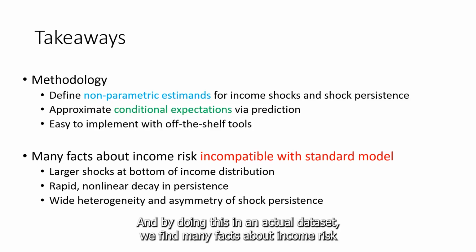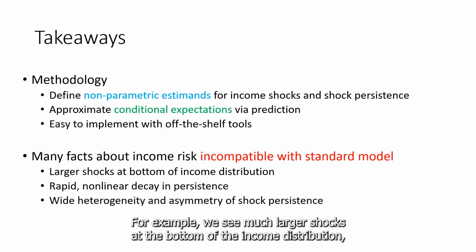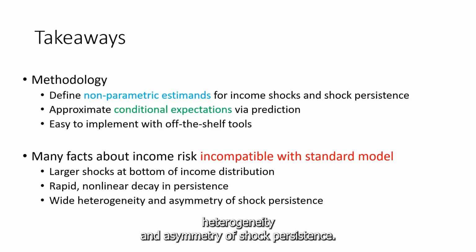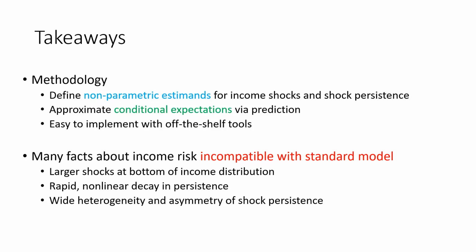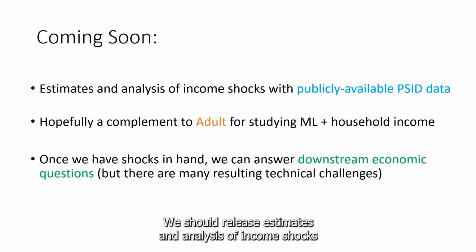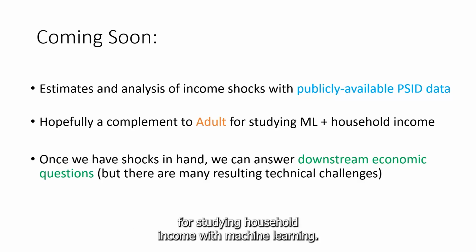And by doing this in an actual data set, we find many facts about income risk that are incompatible with standard linear panel models. For example, we see much larger shocks at the bottom of the income distribution, a rapid nonlinear decay in persistence, and then wide heterogeneity and asymmetry of shock persistence. Also, coming soon, we should release estimates and analysis of income shocks using publicly available PSID data in the United States. Hopefully, this will be a good complement to the adult dataset for studying household income with machine learning.